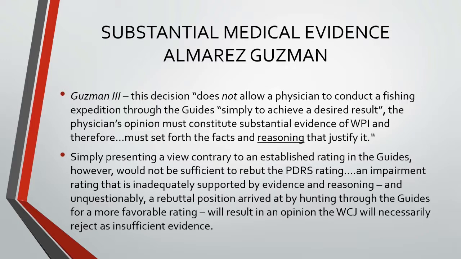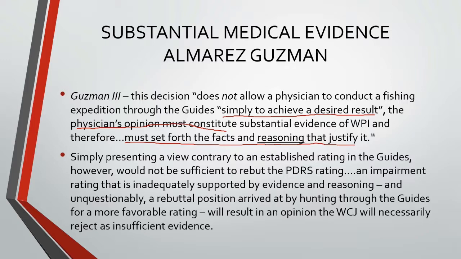Now, you have to realize that providing for alternative impairment ratings many times has the effect of doubling, tripling, quadrupling, heptupling, non-tupling, in other words, 9 times, 10 times, the permanent impairment rating. And so we're not allowed to use alternative impairment ratings simply to achieve a higher permanent impairment rating for the examinee. Alternatively, the opinion must set forth the facts and the reasoning that justify it.